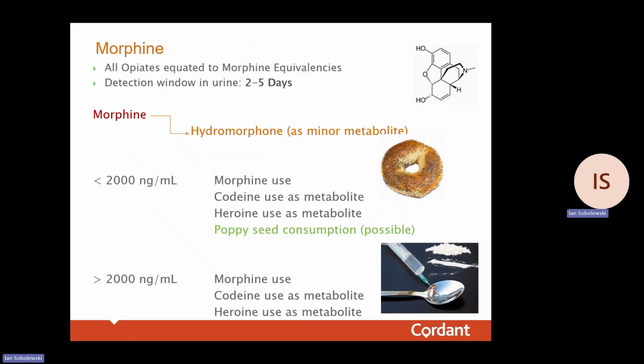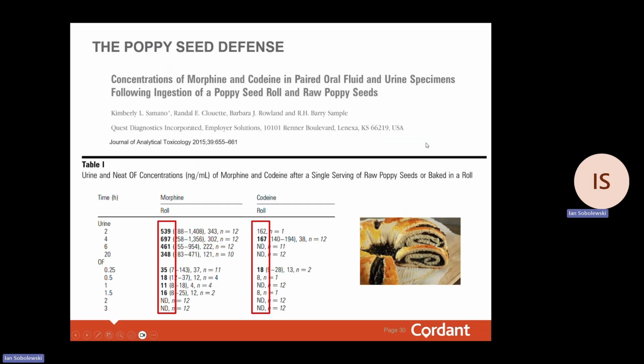Now, 2,000 nanograms per milliliter is quite a large level. What's the likelihood that we're getting higher levels from poppy seeds? Well, there was a study done quite some time ago, but it still holds up, where a handful of participants were given poppy seeds to ingest either in a roll or raw. And over a period of time, the study runners collected specimens on these donors, both urine and oral fluid. And here's what they found.